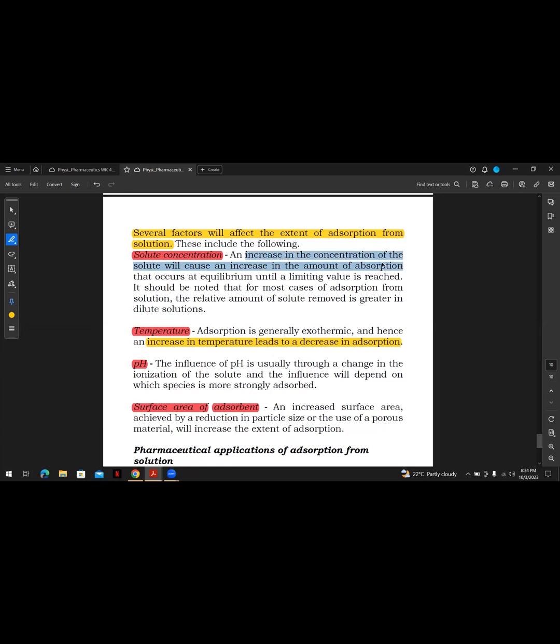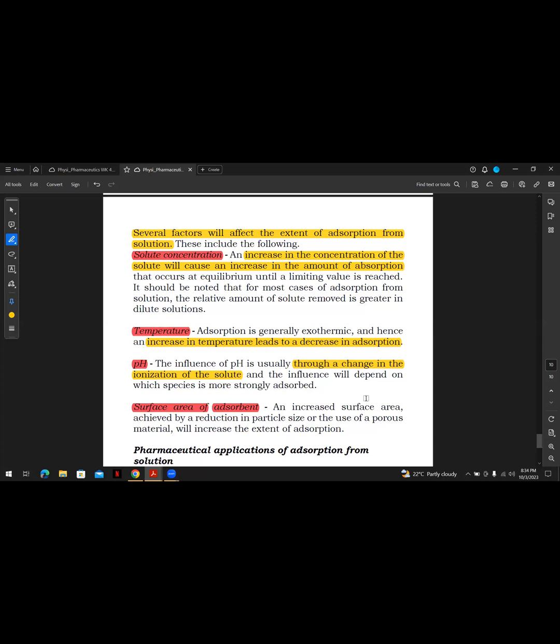And then pH. The influence of pH is usually through a change in the ionization of the solute, and the influence will depend on which species is more strongly absorbed. So it's not straightforward. It depends on what you have, the change in the ionization, and then it depends on which species is more strongly absorbed.